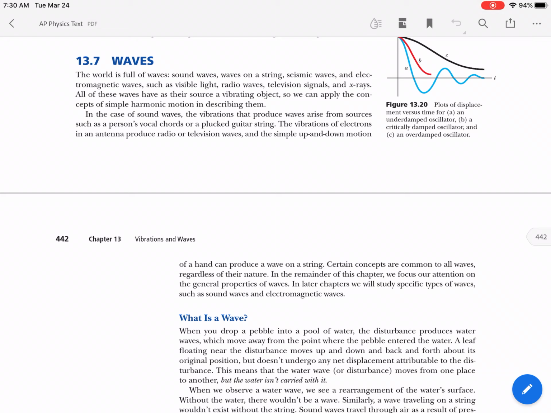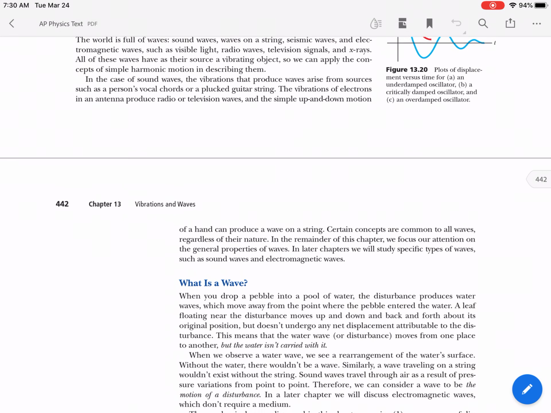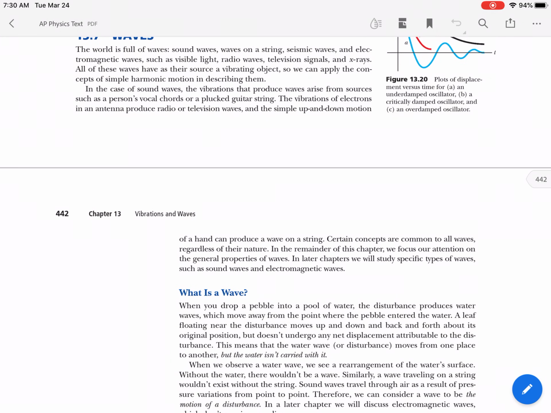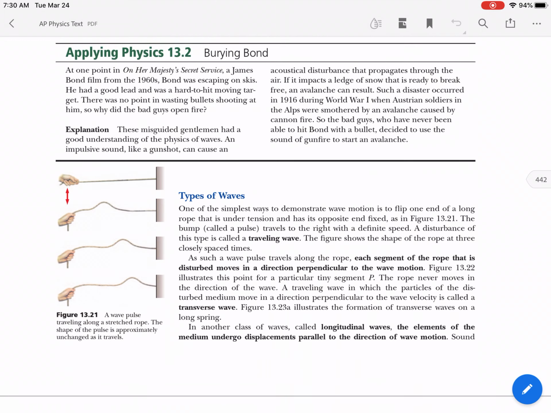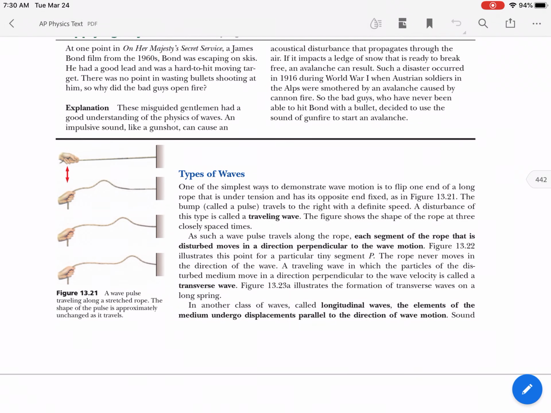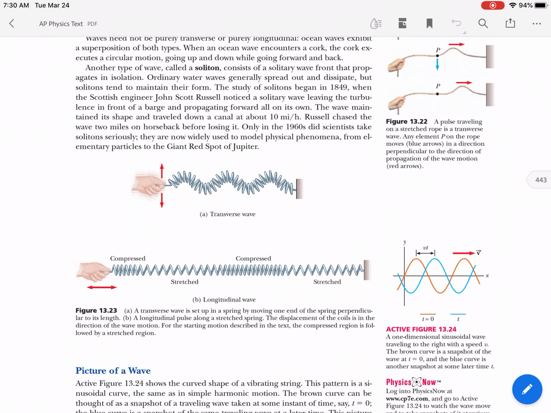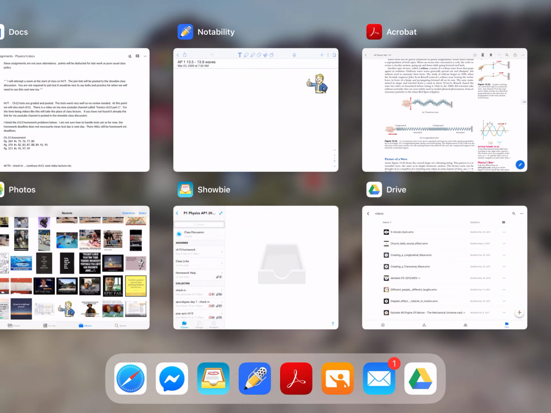We're starting on page 441 of your textbook, starting with section 13.7, waves. Basically, we're going to learn two different types of waves and some properties of those waves. So, the two different types of waves we want to talk about are going to be a transverse wave and a longitudinal wave.